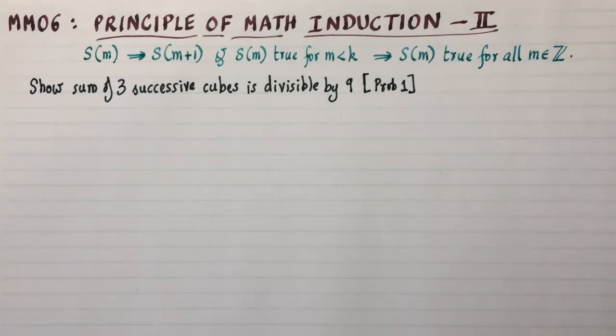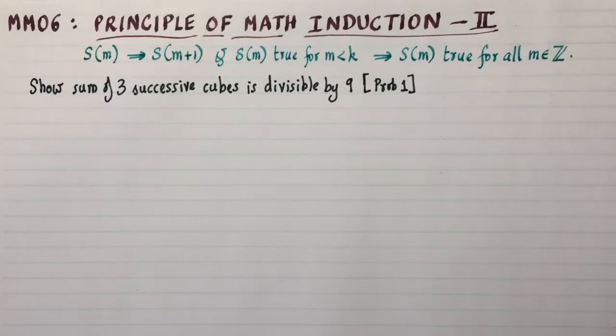In the previous video, I introduced the principle of mathematical induction and showed you how to employ it to establish formulas that are known to be true. In this follow-up, I will show you how you can use the principle of mathematical induction to establish more abstract types of statements. For example, the first problem I wish to consider is to show the sum of three successive cubes is divisible by 9.